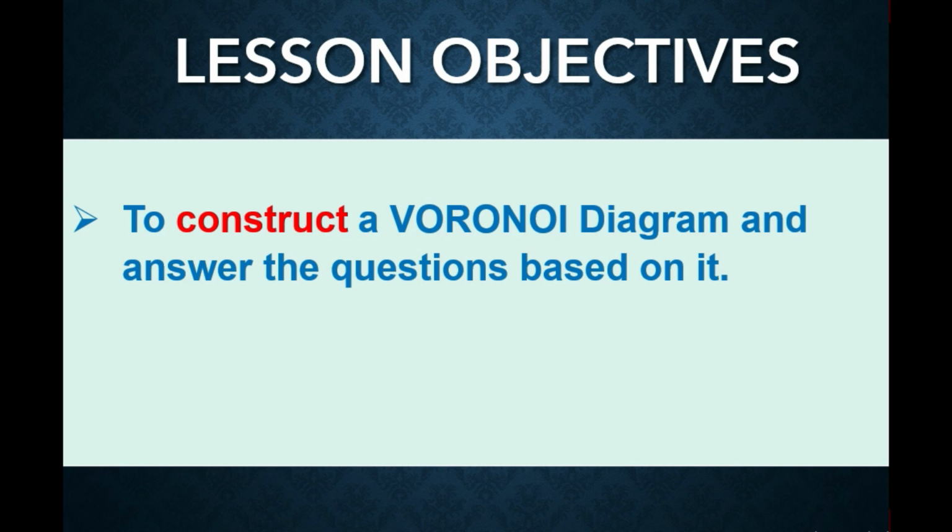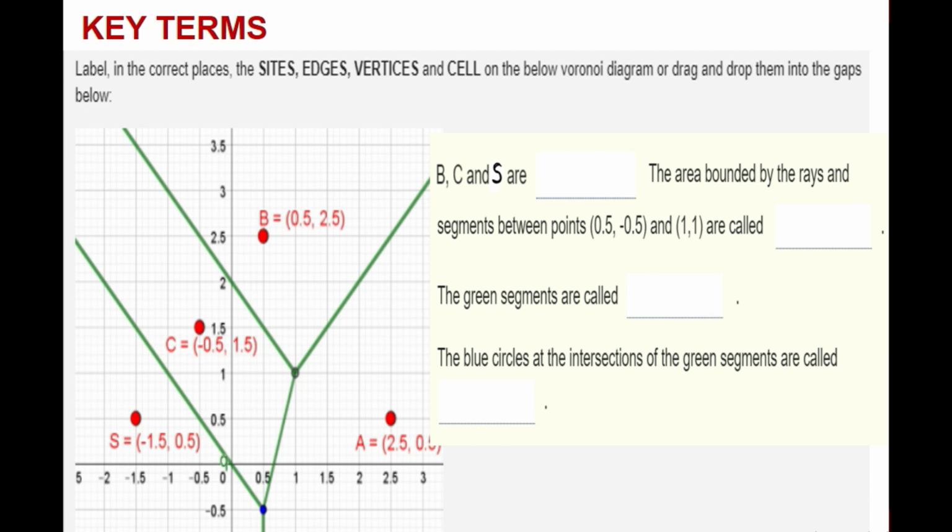Though we can use many digital platforms like GeoGebra and Desmos to plot them, I'll be using the traditional method, where we have graph sheets and we use a ruler and pencils to draw exactly a three-side Voronoi diagram. So let us first learn some key terms that you have to know when you're dealing with a Voronoi diagram.